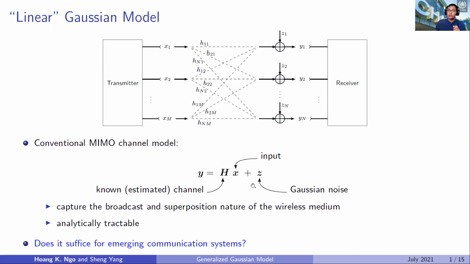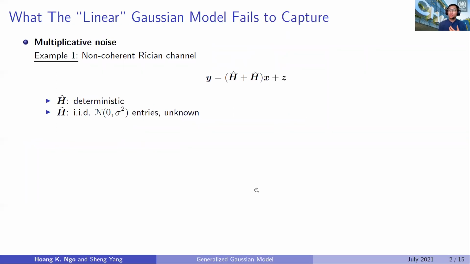However, in the context of emerging communication systems, does this model fit? Here we provide some examples where this conventional model fails to capture the channel's characteristics. The first example is when we have multiplicative noise, such as in a non-coherent Rician channel. In this case, the channel matrix does not only contain a deterministic part, but also a part which is random and unknown.